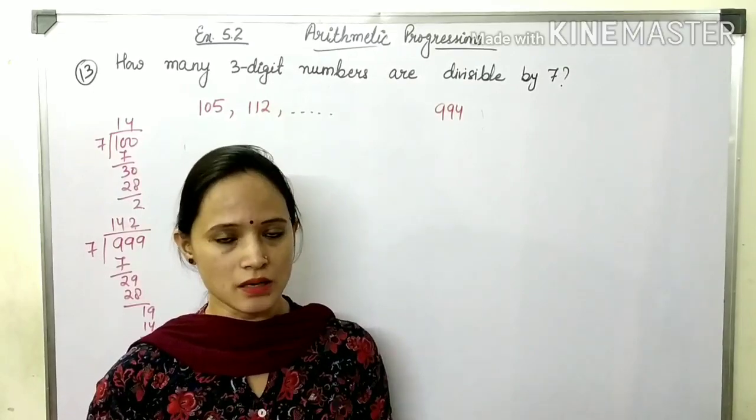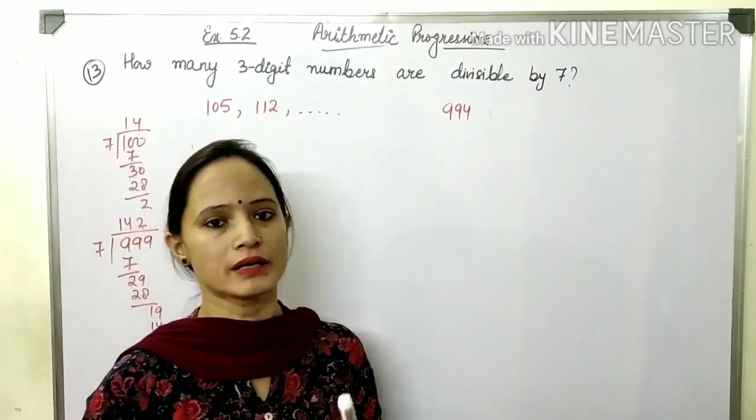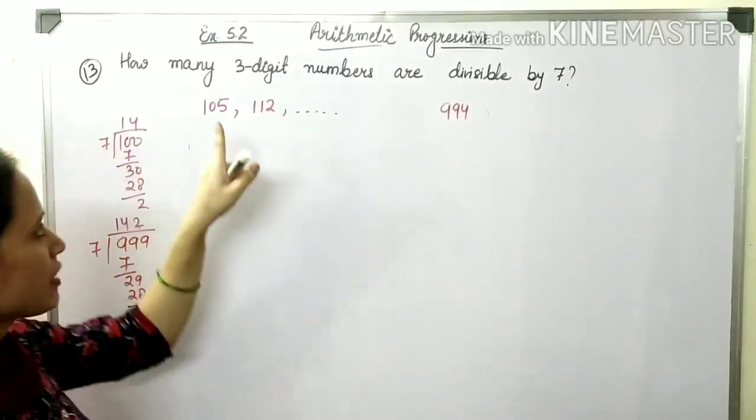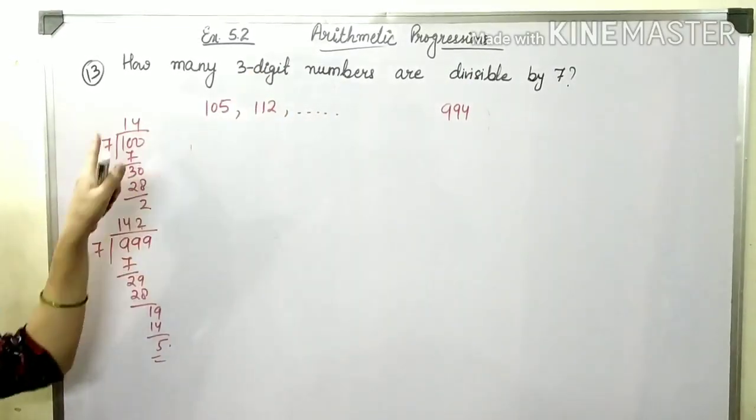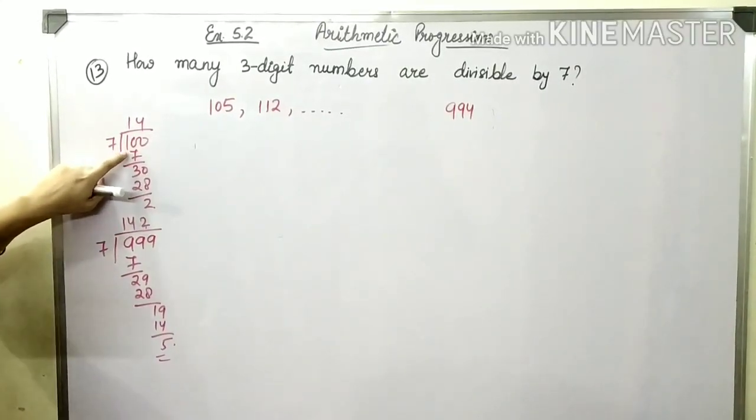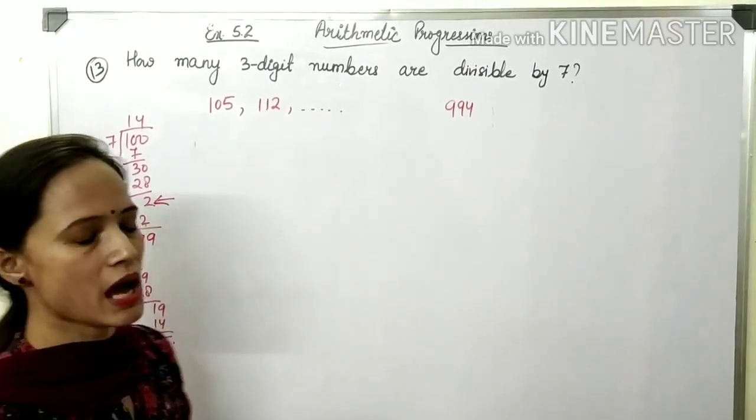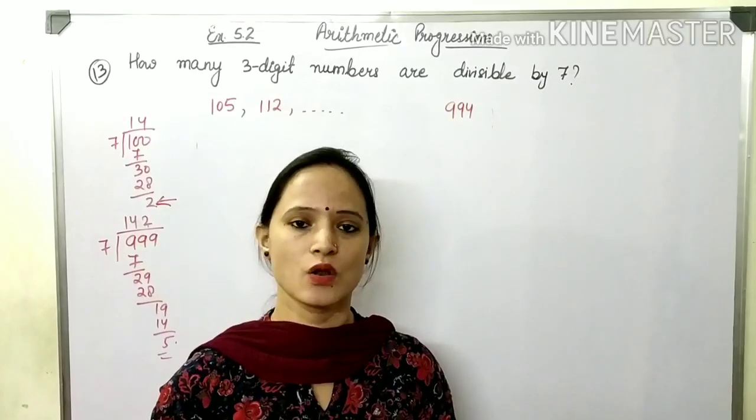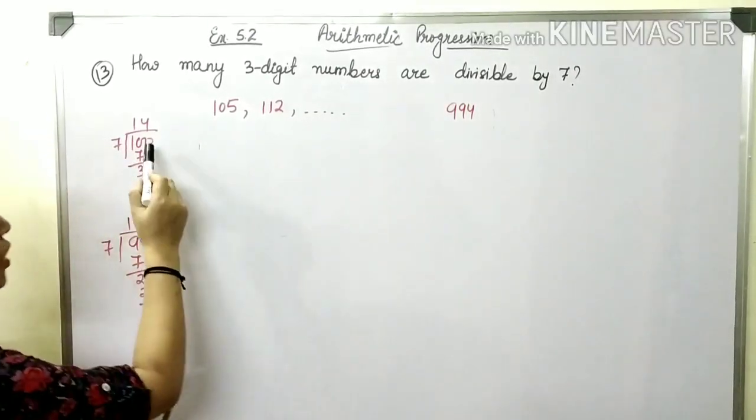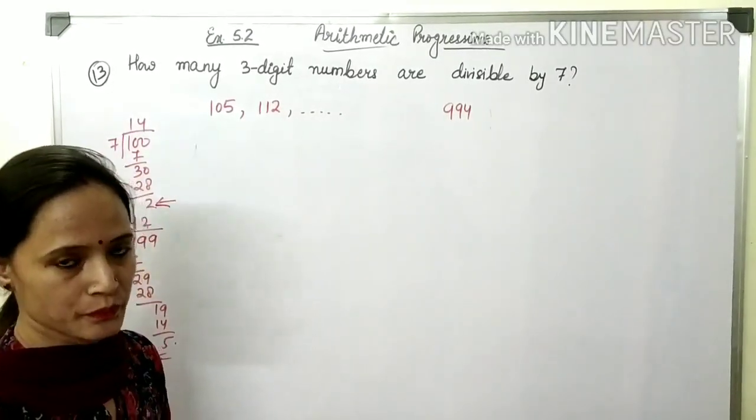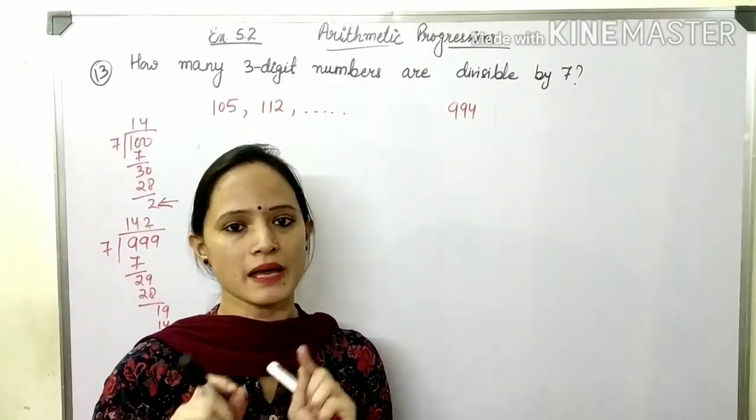Now this I did by hit and trial. I'll tell you one method which you can apply in any such question where you have to find the first term and the last term. If I wanted to find the first 3-digit term which is divisible by 7, I divided 100 and found that the remainder is 2. This is actually the question which we have learned in lower classes: what is the least number to be added to 100 so that it is divisible by 7?